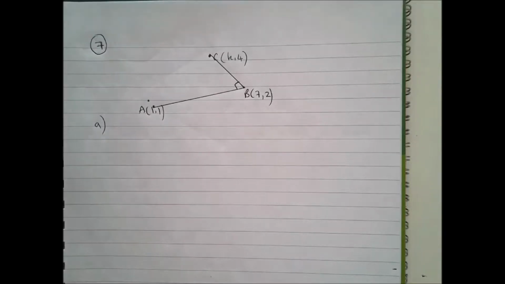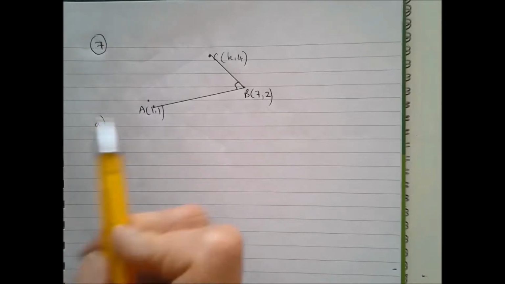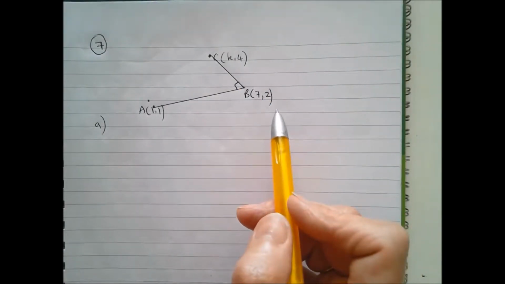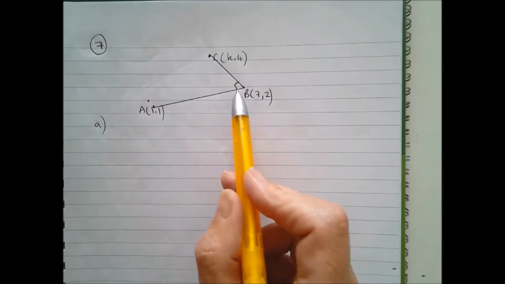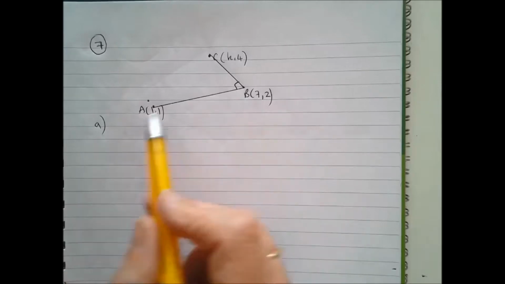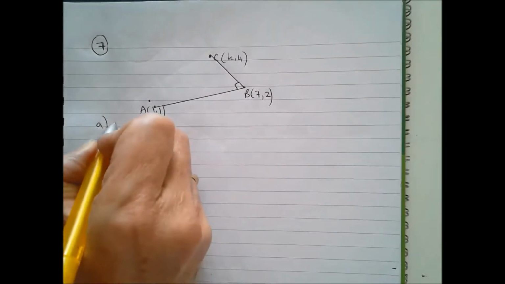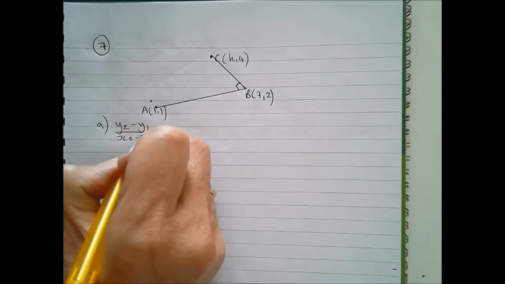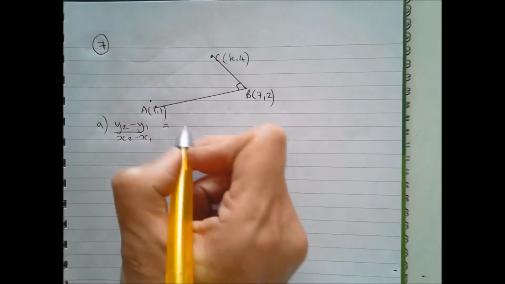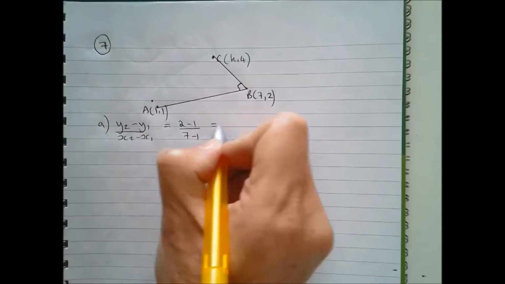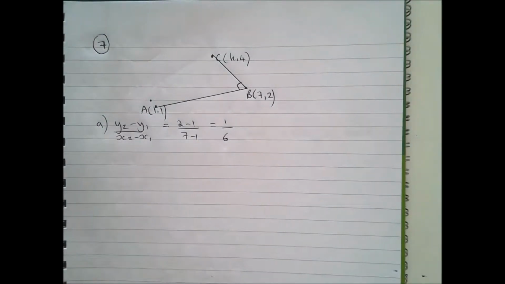Okay, so we've got 3 points, A, B and C, and I've sketched them on a picture there. I know that ABC is a right angle, so I've put a right angle there, and I've now got to find the gradient of AB for part A. So the gradient of AB is equal to the difference in the y coordinates over the difference in the x coordinates. So putting some numbers in, I've got 2 take 1 over 7 take 1. So I've got a sixth.